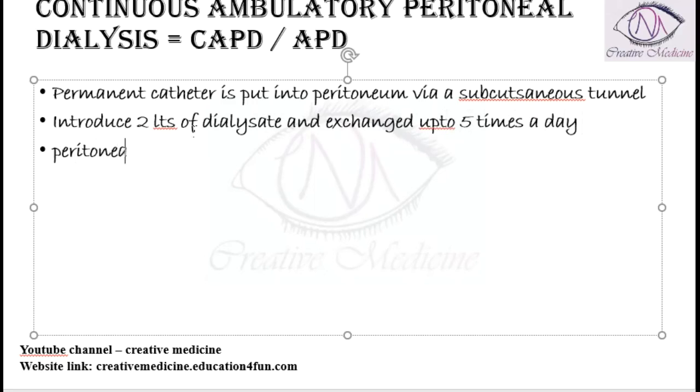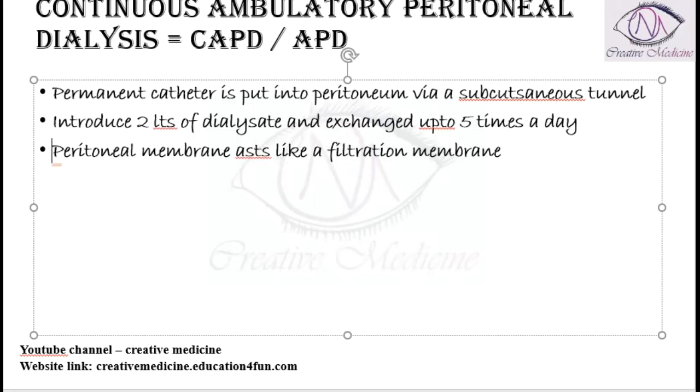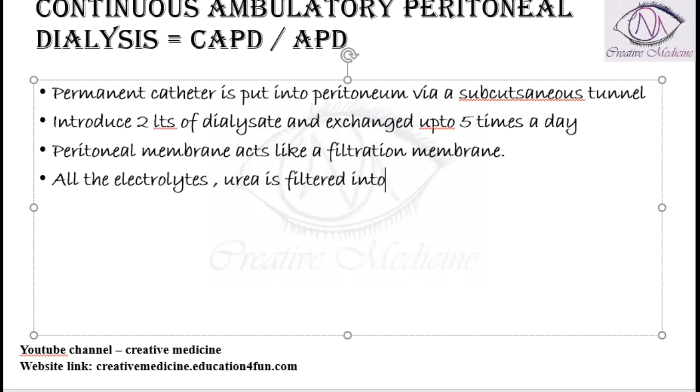Now the peritoneal membrane itself acts like a filtration membrane. As a result, all the electrolytes which are in excess, as well as urea and everything else, are filtered into the dialysate, so that the blood levels of all of them become normal, and thus the complications will decrease.